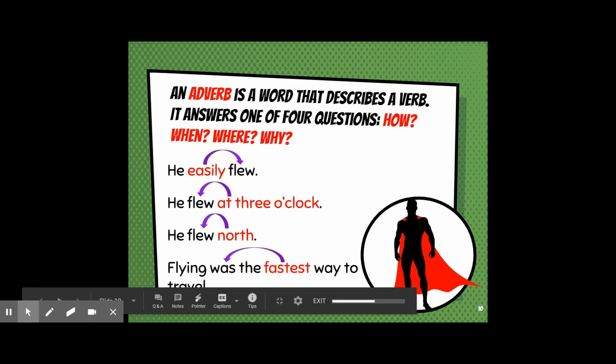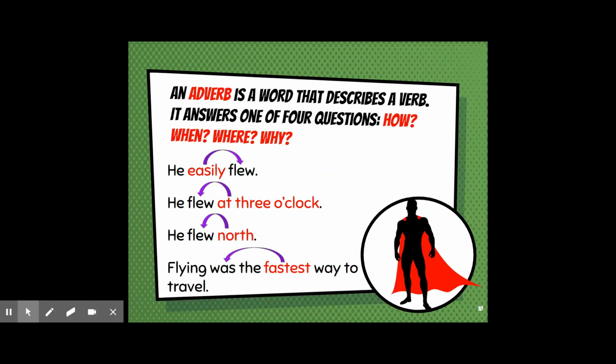Next, let's talk about adverbs. An adverb is a word that describes a verb. It answers one of 4 questions: how, when, where, and why. Let's practice these with the example sentences.